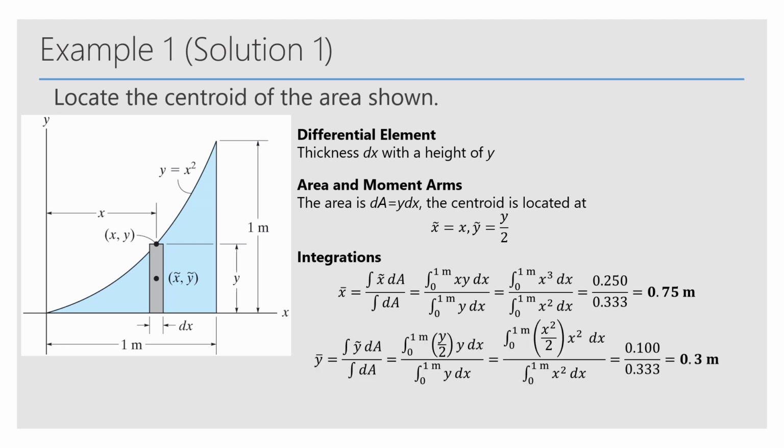And then in terms of y, similarly, you just switch it out for y. You get 0.3 meters. So this is what it would look like for solution 1. This is an example if we just use a vertical area. We can switch this out with a horizontal rectangle. We'll see in the next solution the same exact example. And I suggest that you pause this video and make sure that you're understanding what is happening here in solution 1.